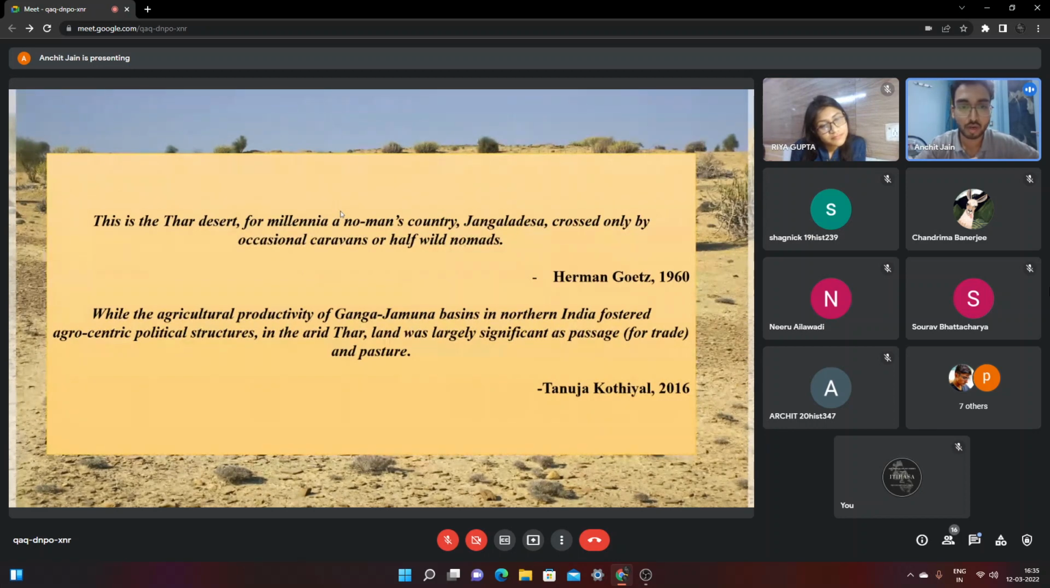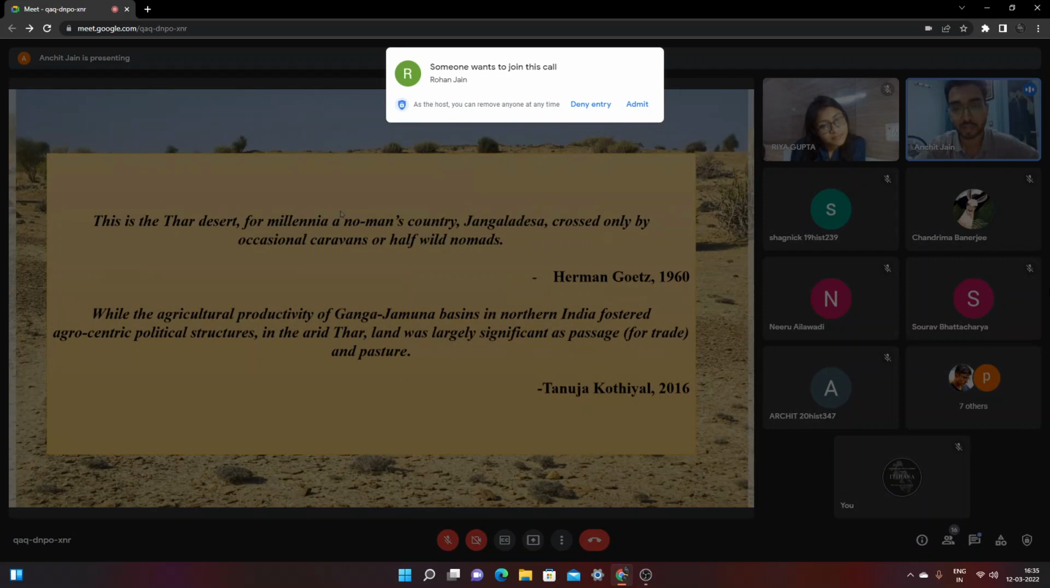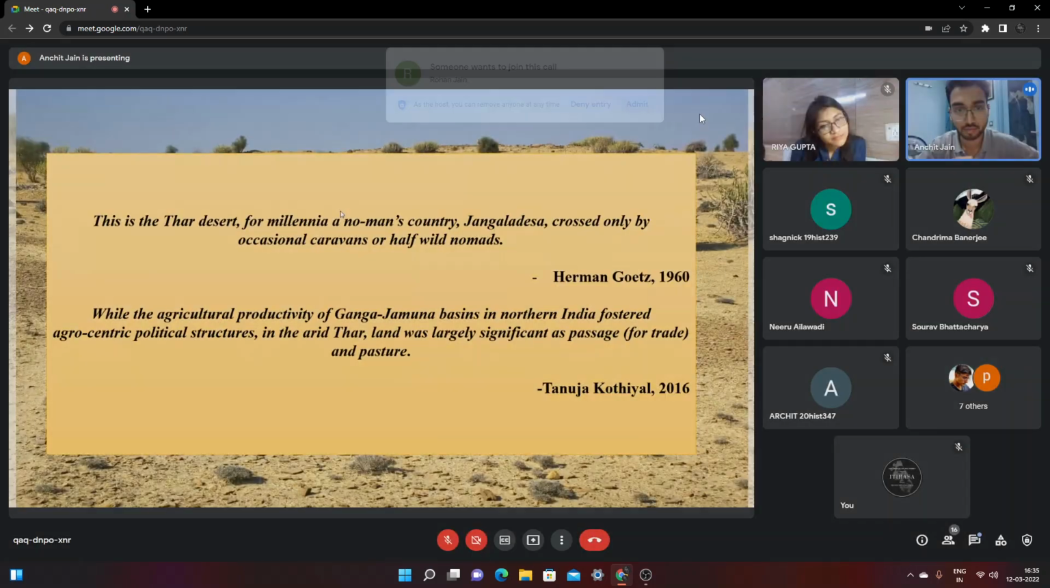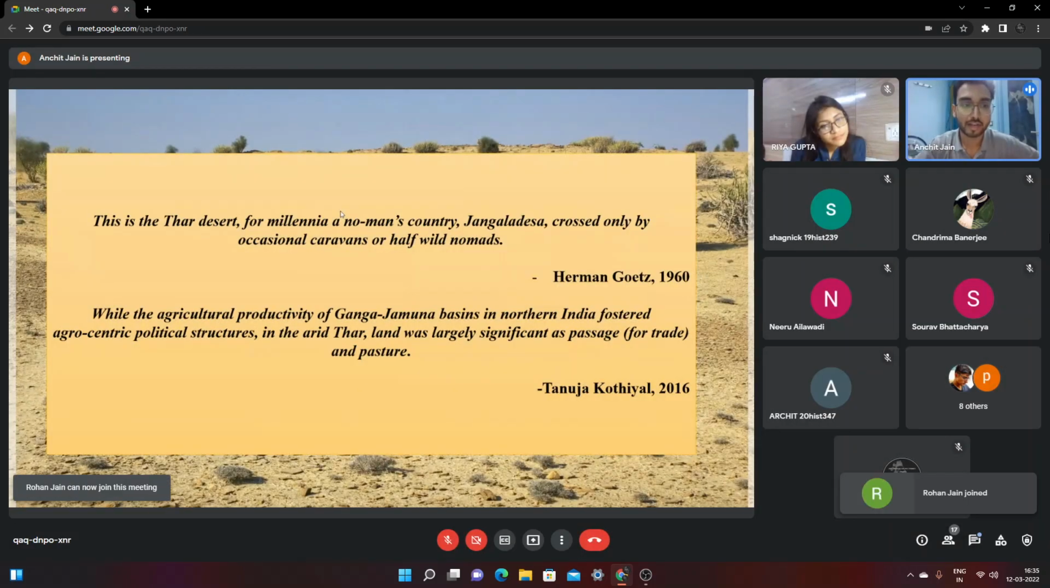To give a brief overview of that, I quote a small statement by Tanuja Kotial about the same tract of Thar. She writes, and I quote, "While the agricultural productivity of the Ganga Jamuna basin in North India fostered the agrocentric political structures, in the arid Thar, land was largely significant as passage for trade and pastures." So, separated by a gap of around 6 decades, these two subjective remarks on Thar betray a major shift in the academic outlook towards Thar.